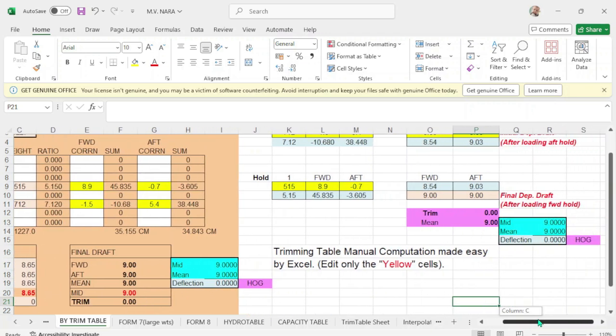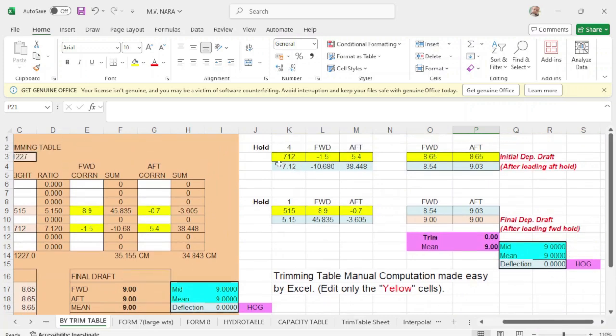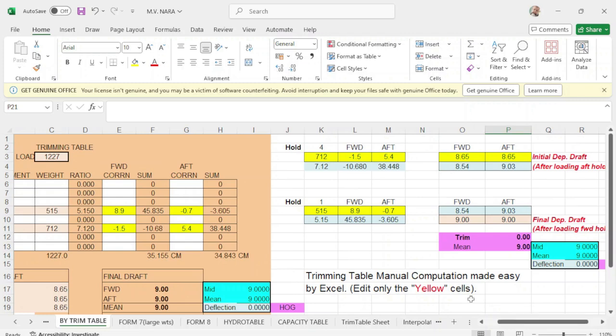This one is another solution of your trimming table. Here first you have to load in number 4 so that you will have a trim. It is the same here. Number 4 you load 712, and your forward correction is negative 1.5, and up correction is 5.4. You just apply this correction, then this will be your initial drop of 8.65.